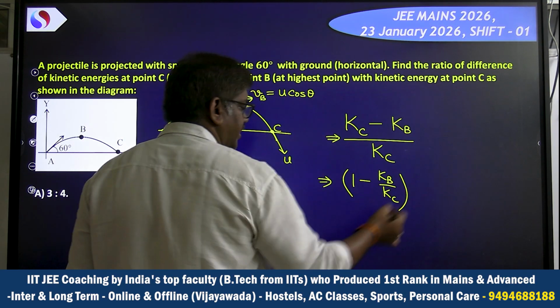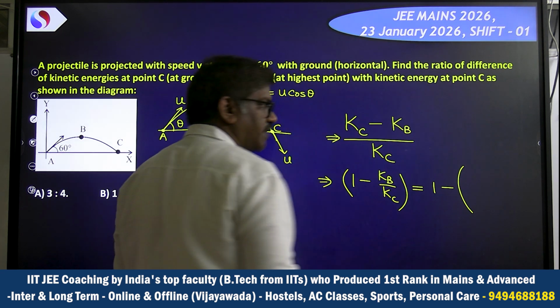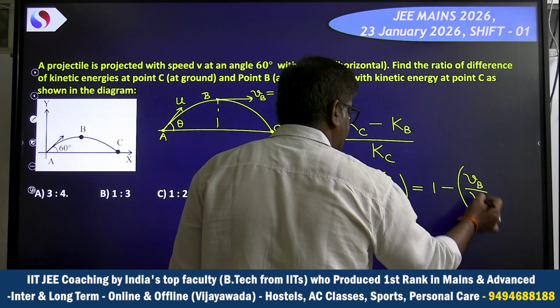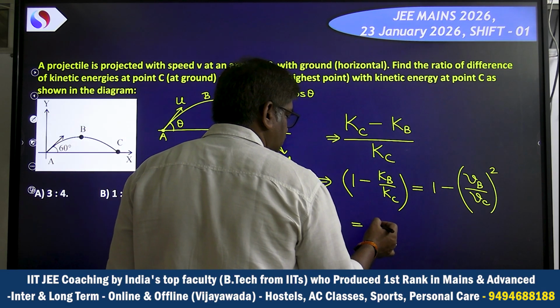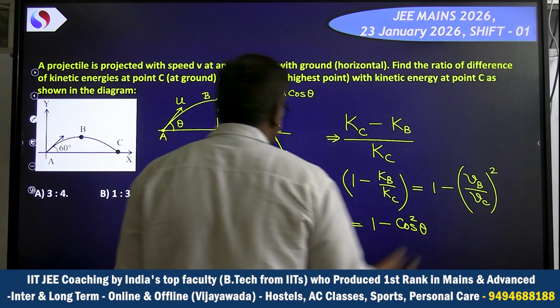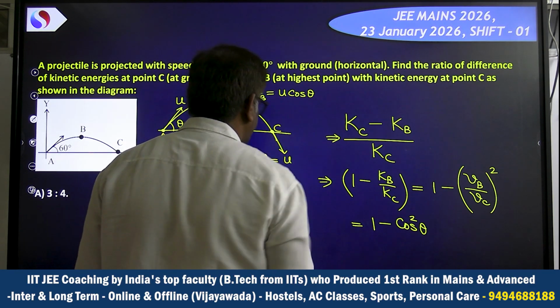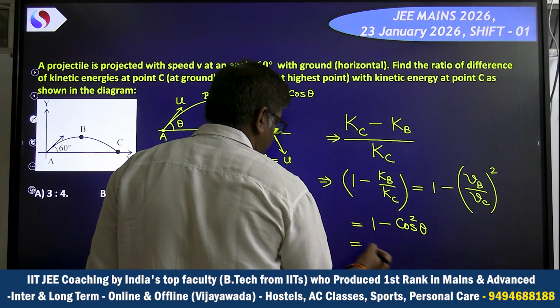Also, I can write down this value as 1 minus, since these are the kinetic energies, which are directly proportional to velocity squared, it is (Vb by Vc) whole square, and (Vb by Vc) whole square is nothing but 1 minus cos square theta. As you can see, the velocity at C is u and the velocity at B is u cos theta. So u cancels, it is 1 minus cos square theta.